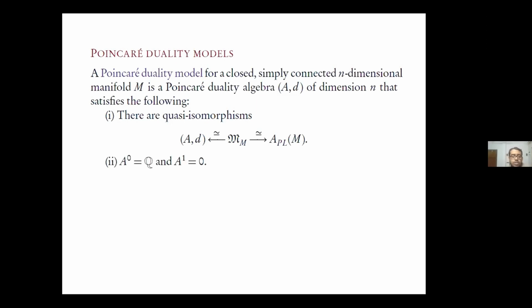And I'll also assume that A0 is Q and A1 is 0. So A1 is 0 is the analog of saying that the space is simply connected. These are often called connected, simply connected DGAs. And A0 being Q means connected. So I'm going to make this assumption here.